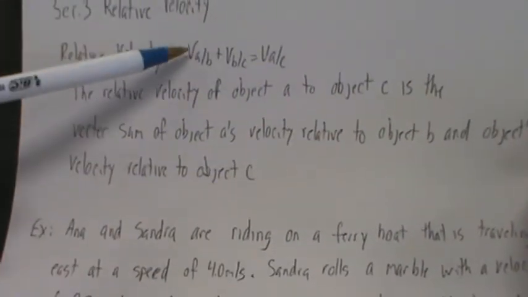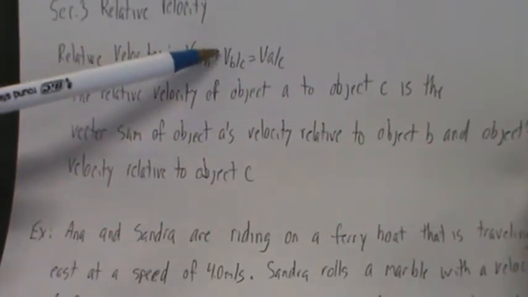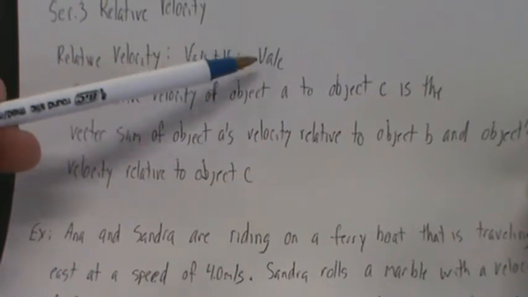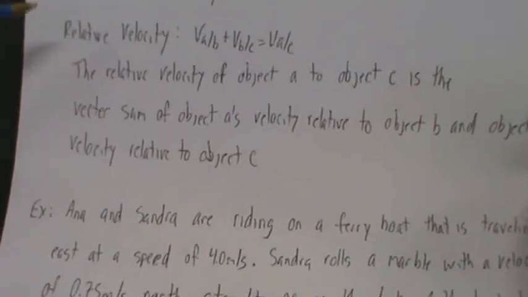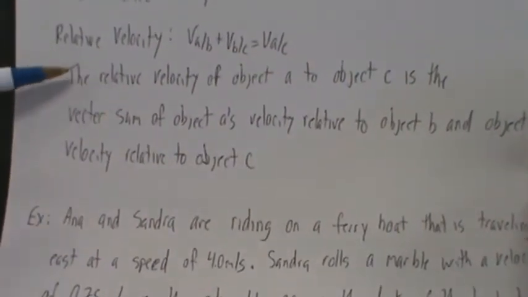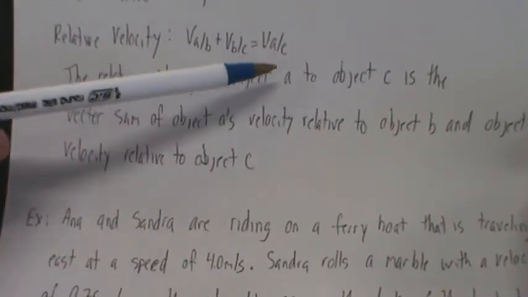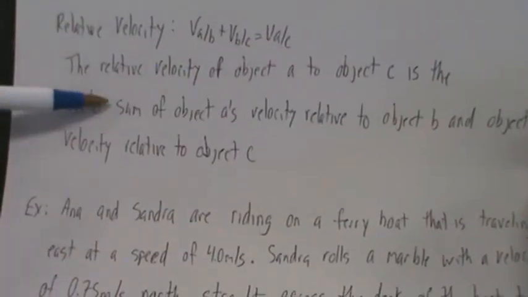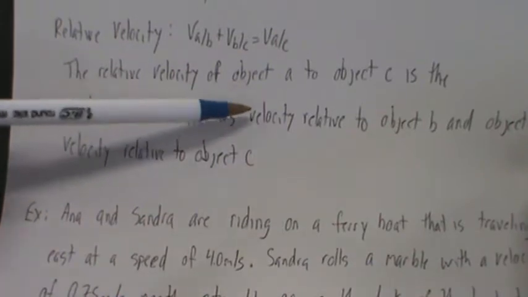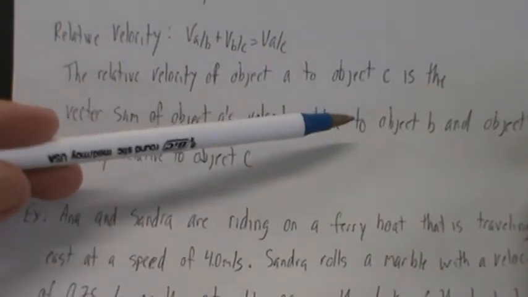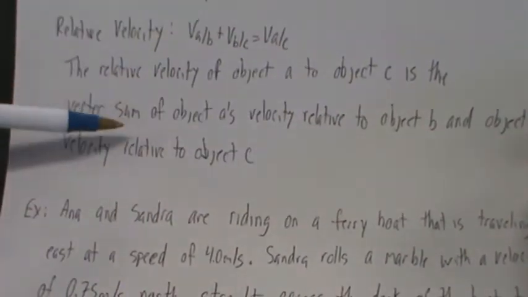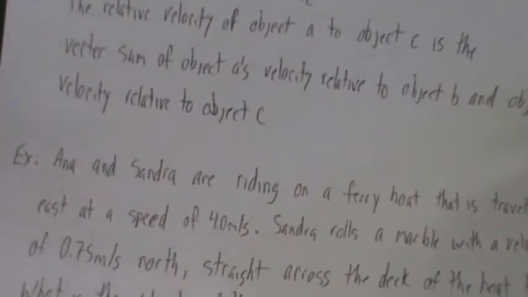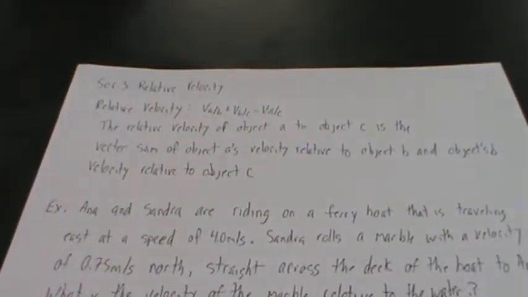So the velocity of A to B plus the velocity of B to C is equal to the velocity of A to C. Or in layman's terms, the relative velocity of an object A to object C is the vector sum of object A's velocity relative to object B, and object B's velocity relative to object C. And this is pretty easy stuff, so it's not going to take too long to go over this. Let's look at our first example.